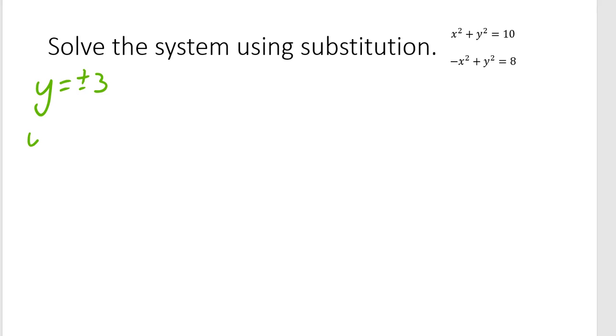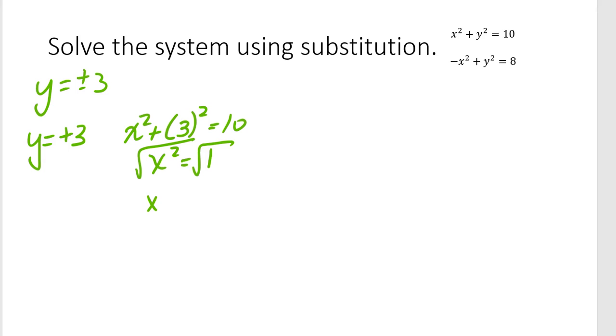So first, let's look at y is equal to plus 3. So we're going to put it into our original equation of x squared plus, instead of y, we're going to say 3 squared. So x squared is equal to 1. I just said 3 squared is 9. I subtracted 9 from both sides. So x is equal to plus or minus 1. So you can see that this creates two ordered pairs, (3, 1) and (3, -1).